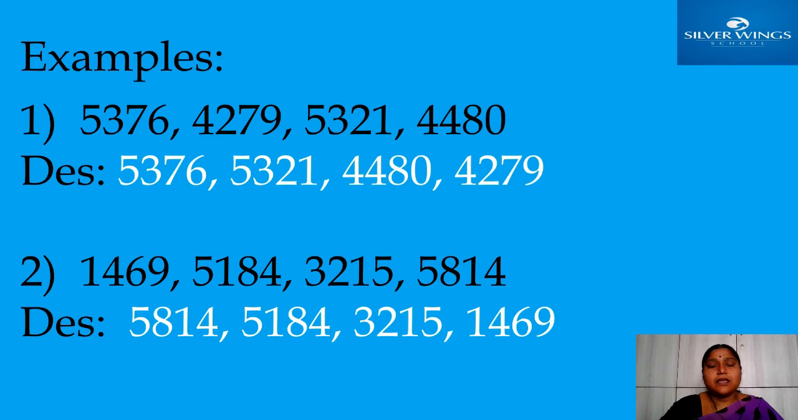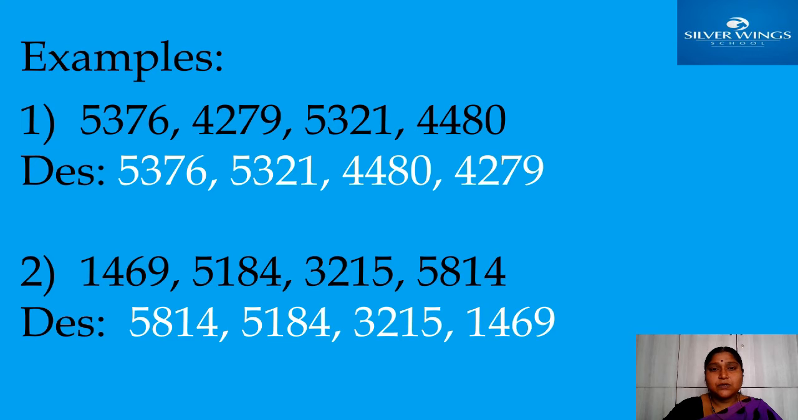Here I will give you two more examples. See the first one: 5,376. I already said to you, beta, every time you should read the numbers carefully. See here: 5,376, 4,279, 5,321 and 4,480. Four-digit numbers. All are 4-digit numbers now.